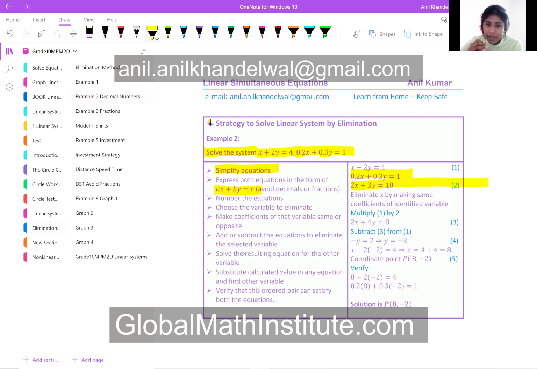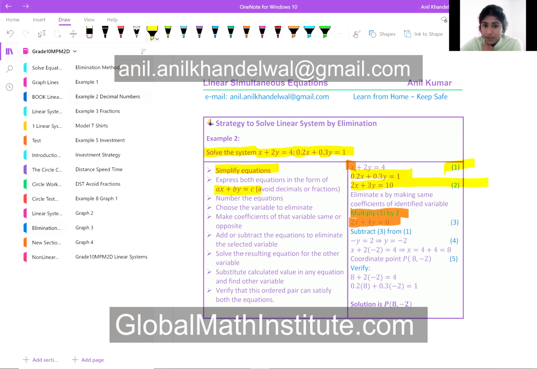Then number your equations. So the first equation will be 1, second equation 2. And by looking at both of them, we see the simplest way is to make the coefficients the same. So in this case, the top equation, we can multiply it by 2 to make the x coefficient 2, like the second one, because they both have to be 2x. So we just multiply the top equation, number 1, by 2, and you get 2x plus 4y equals 8.